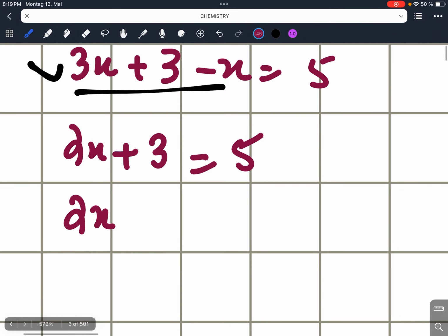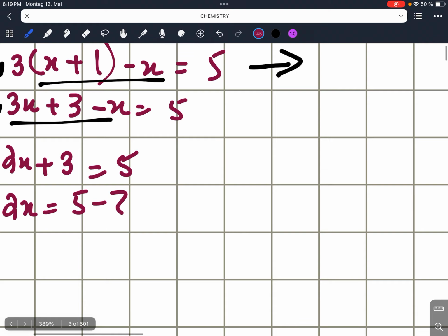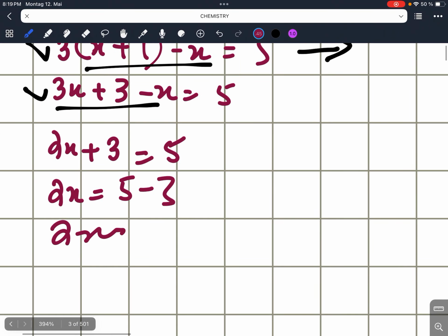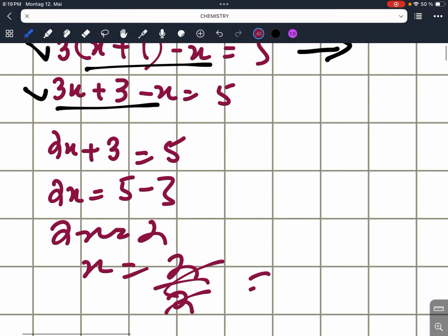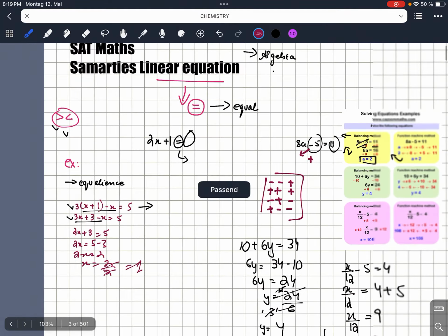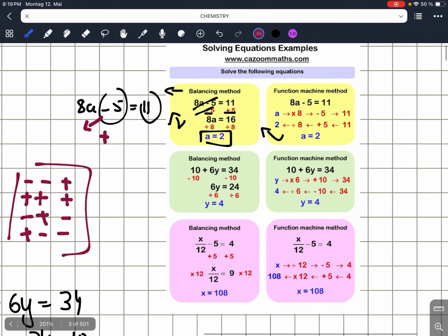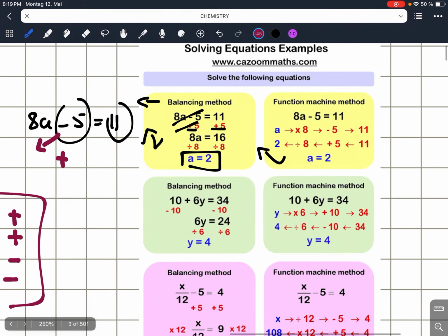If you follow it further, what you're going to do is 2x equals 5 minus 3, which is going to be 2x equals 2, and then we're going to get x equals 1. Okay, so this was very easy, and that was the basic linear equation that we talked about.